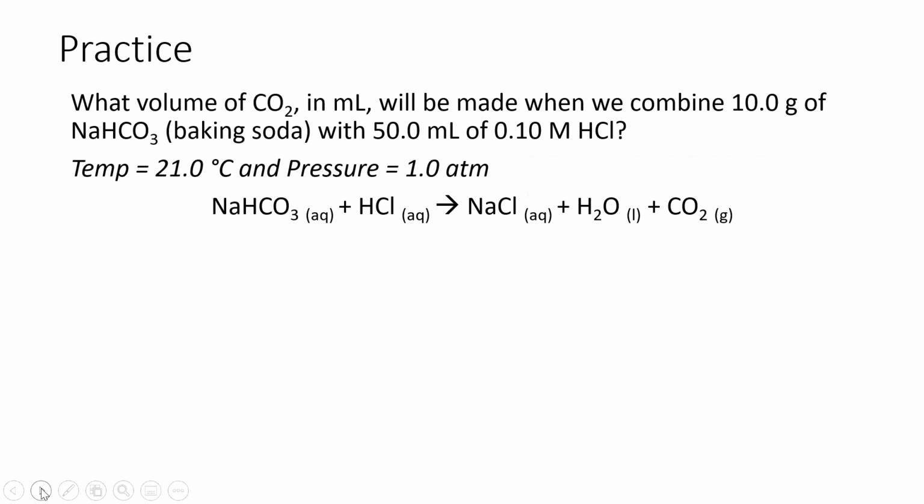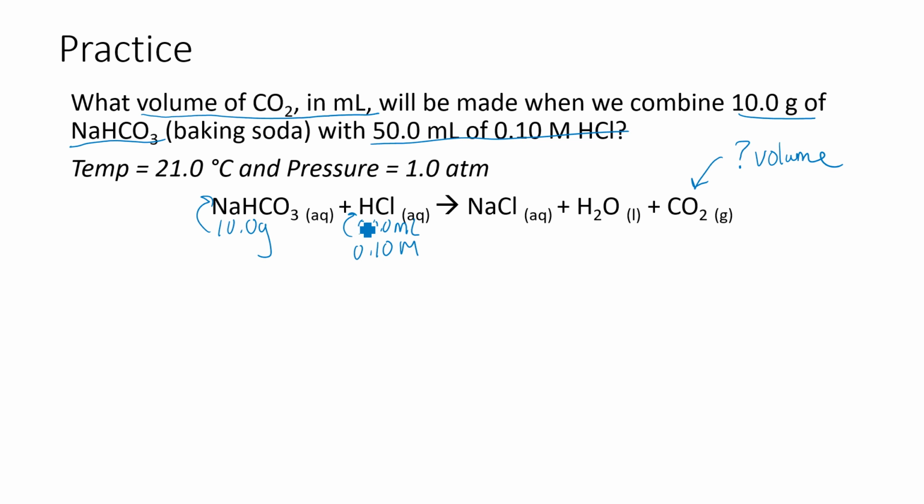All right, so let's try a practice problem here. When you're going through these types of problems, it's helpful to take the time to figure out what your known and what your unknown is. It looks like my unknown, the thing I'm trying to find, is the volume of carbon dioxide. Our knowns are that we have 10 grams of baking soda, and 50 milliliters of 0.1 molar HCl.